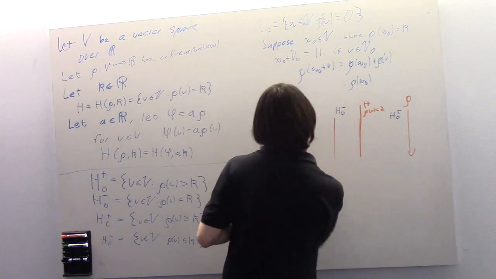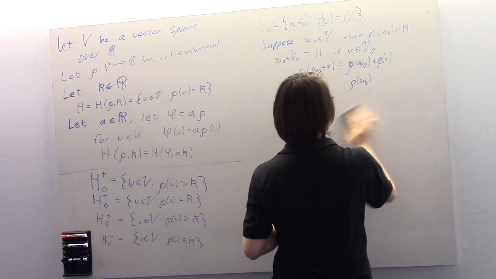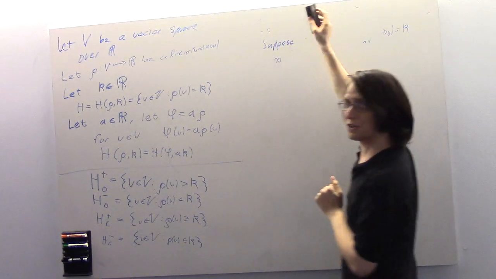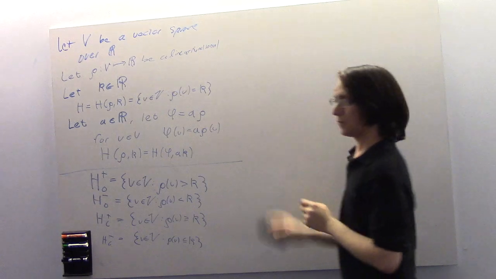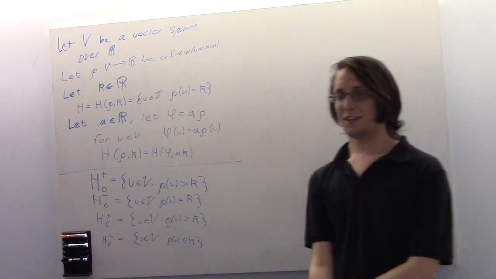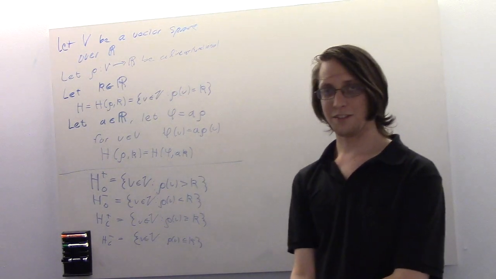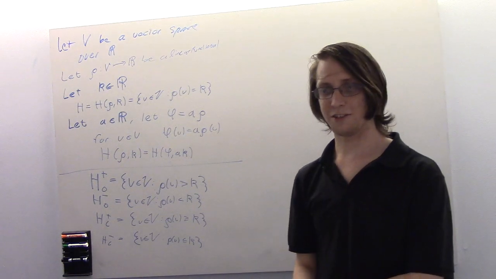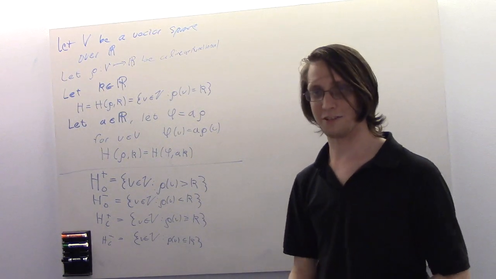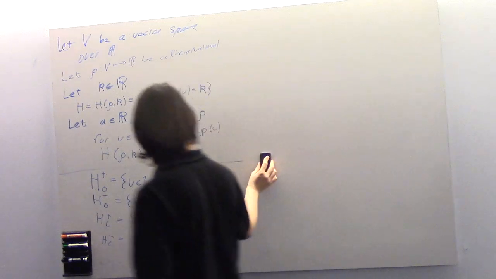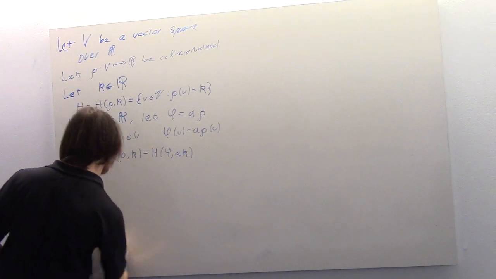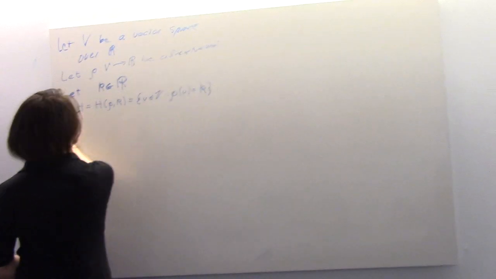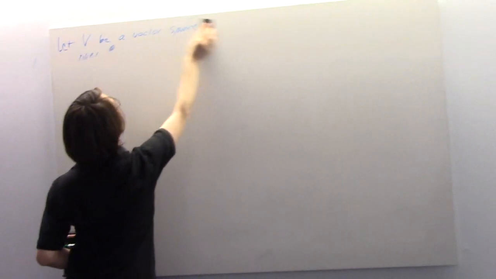So why do we care about these hyperplanes? We care about these hyperplanes because they give us ways to separate our space, to divide our entire vector space in two. And what do I mean by that?